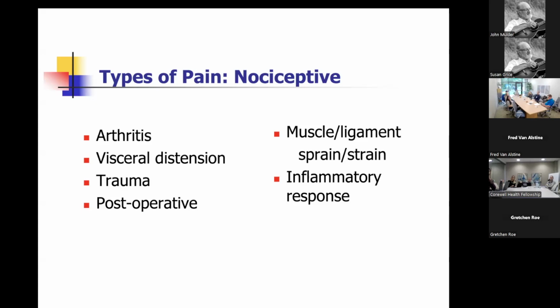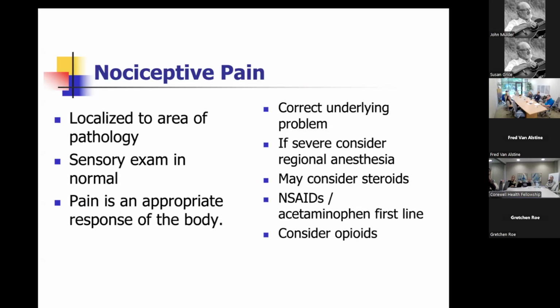The nociceptive pain, I think typically we're going to see that localized to the area of pathology. Typically, sensory exam is normal. The pain is an appropriate response in the body. This is what's going on disease-wise or injury-wise, and so we would anticipate pain to be a part of that. And so if you can correct the underlying problem, obviously that's going to be ideal. Sometimes in the case of cancer, for example, that's going to take a while, and it may not be possible to completely correct it, but we can address that.